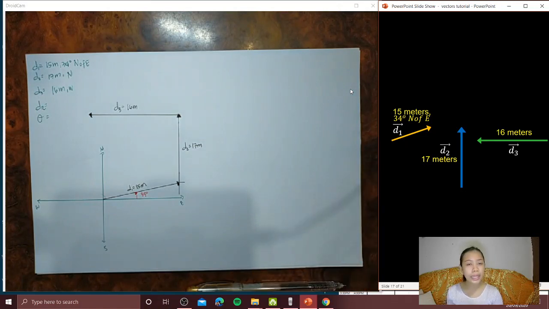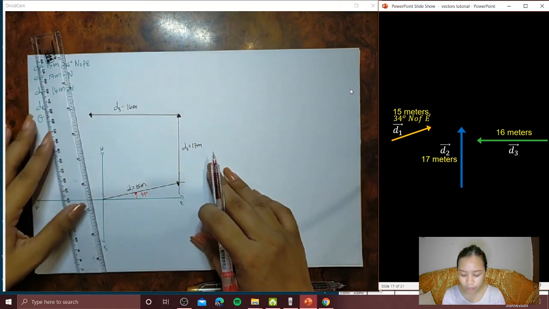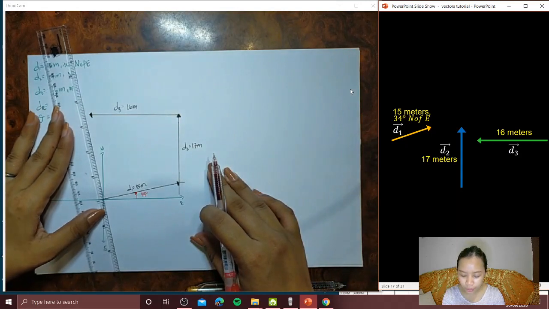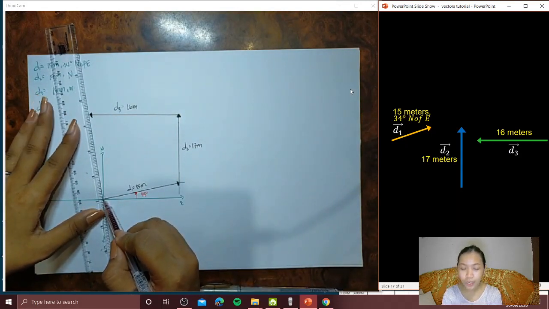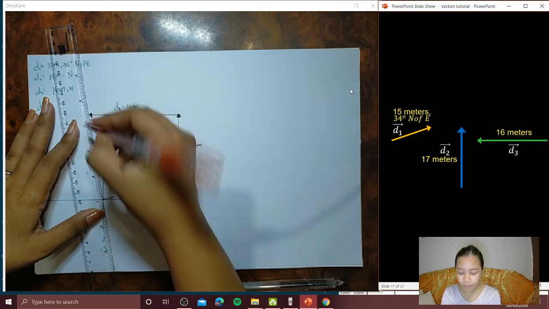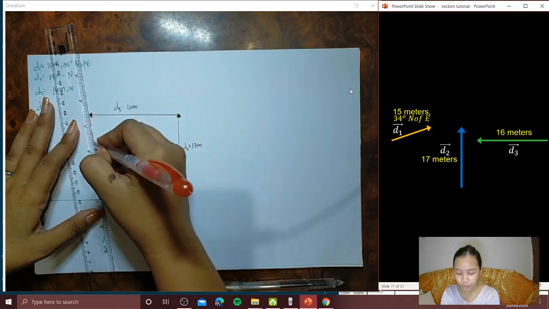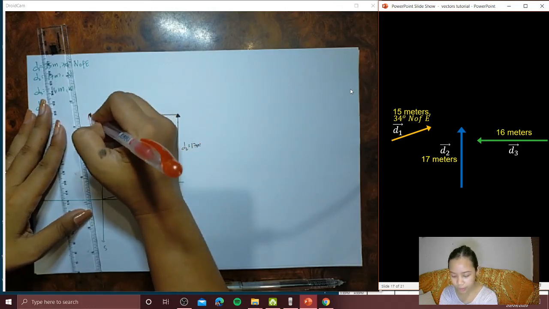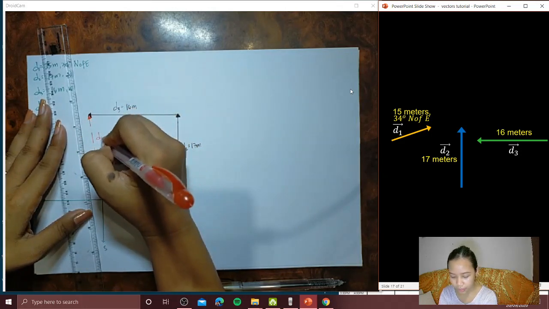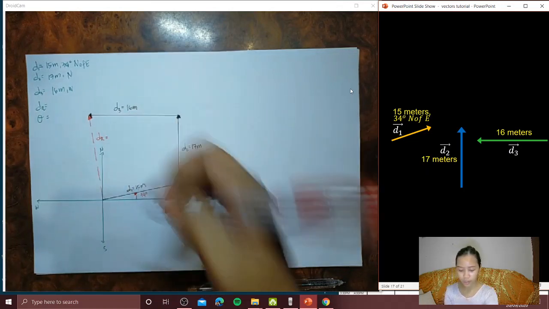Now, diin ta makita ang aton nga resultant. In looking for the resultant, you have to connect it from the tail of the first vector up to the head of the last vector. So, amo na ni siya ang aton nga resultant. Okay, so here it is. And this is for the D sub R.